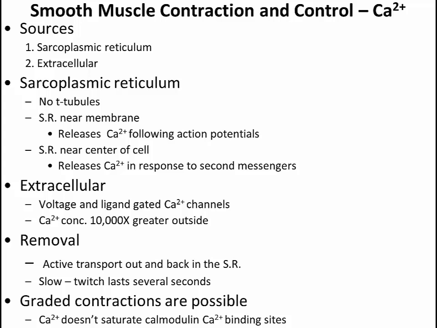In the case of smooth muscle, it's quite a bit different. We don't saturate the calmodulin binding sites as we first let calcium in during a smooth muscle contraction. And so the more calcium we let in, the more calmodulin is activated, and therefore the more myosin heads are binding to actin. This allows us to control the strength of contraction in smooth muscle by regulating the concentration of calcium that's found inside the smooth muscle cell.